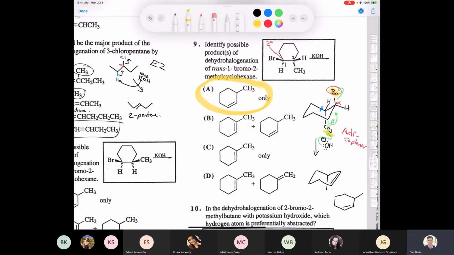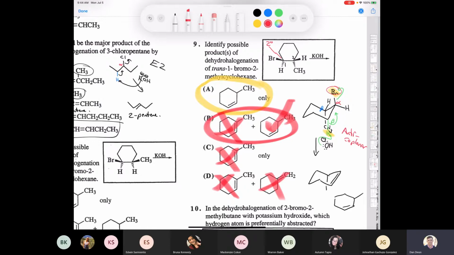You're never going to abstract a proton to put a double bond here, which would form this compound. This compound is impossible. So it might be a knee-jerk reaction to say, well, I'll pull off either beta proton and I'll get both of these. You can get this one, but you cannot get this one, okay? There you go. Can't get this, can't get this, and you can't get this. So there you go. The answer is A only.